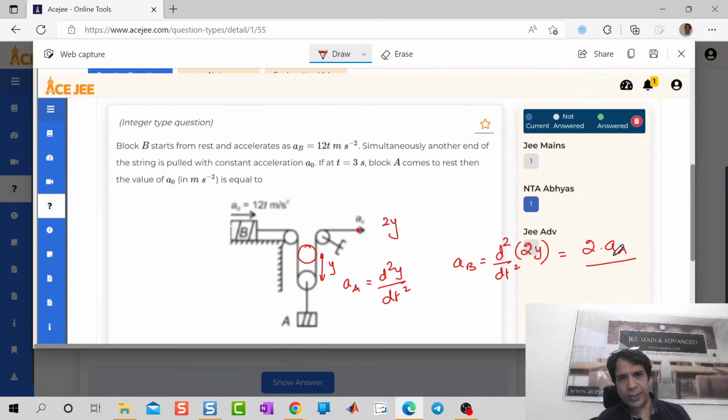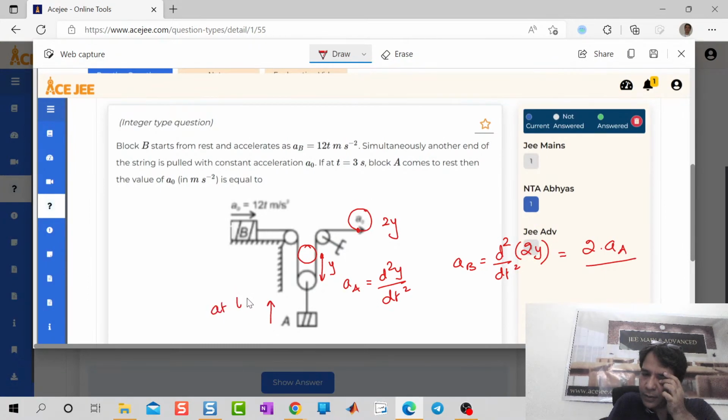I'm only going to do it this once. Going forward, if you can figure out the relation between their displacements, you can straight away tell the relationship between their accelerations, right? So what does it tell me? That the acceleration of A at t equals 0 is half of a0, right? So I didn't understand this.